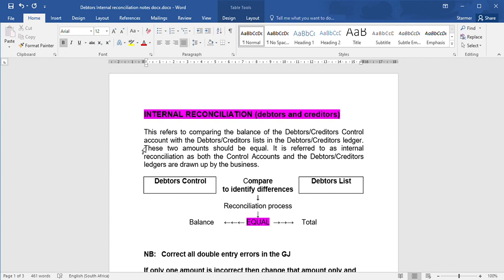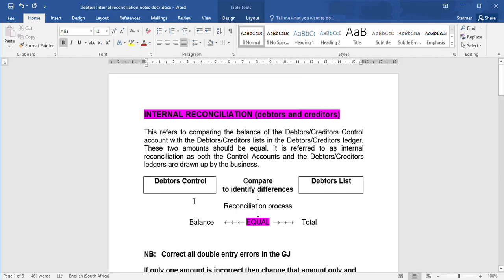If you think about it, the debtors control or creditors control shows what everybody owes you or is owed, whereas the debtors and creditors ledger show amounts owed to individuals. So if you add up the amount owed to or by individuals, you should get the same amount as the amount owed by total debtors or to total creditors.